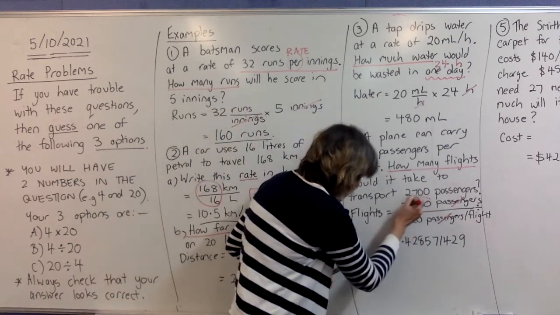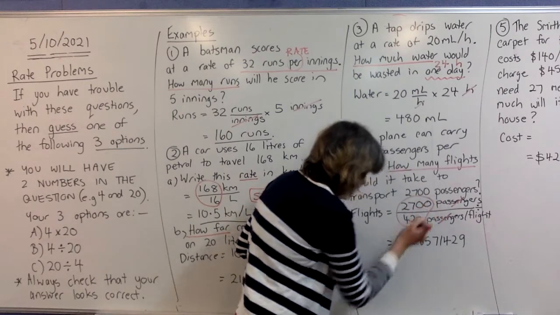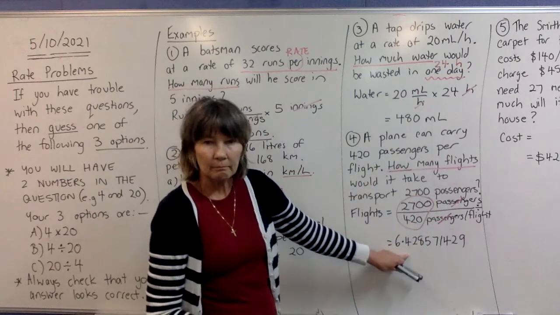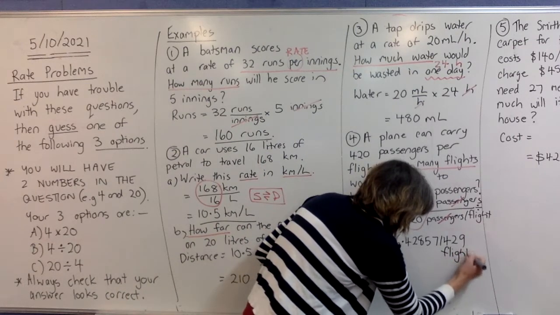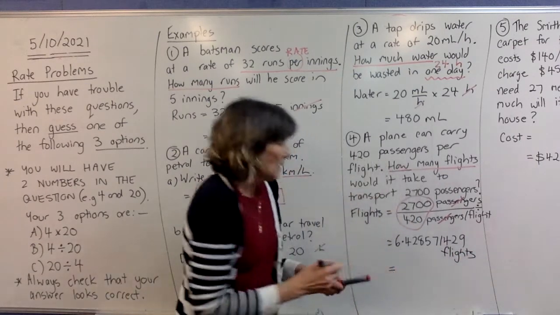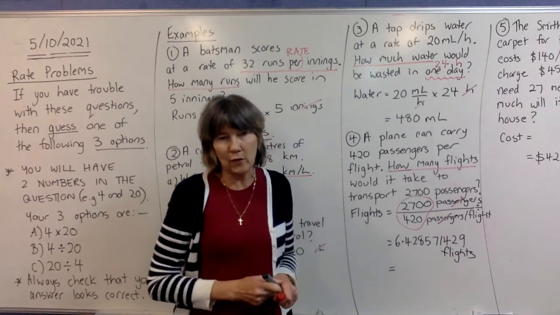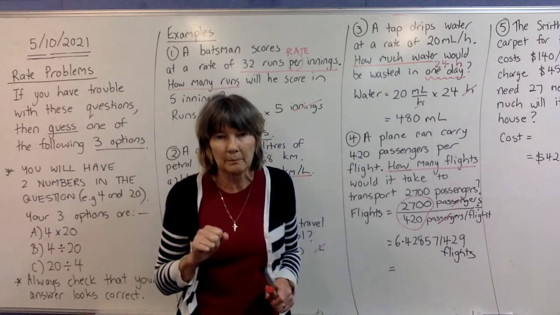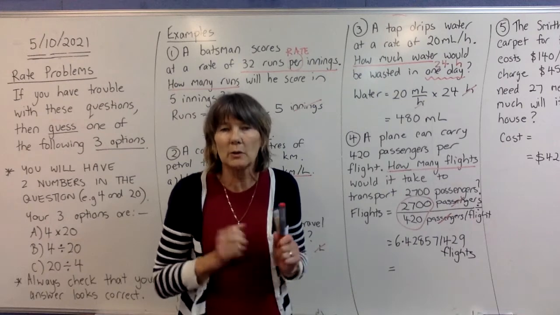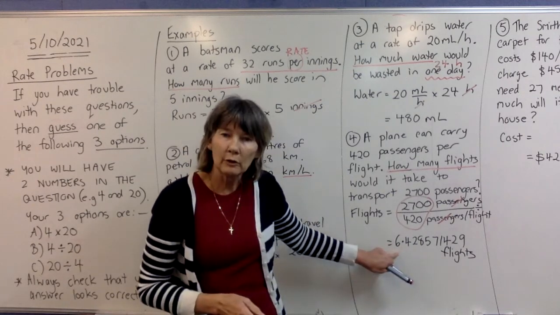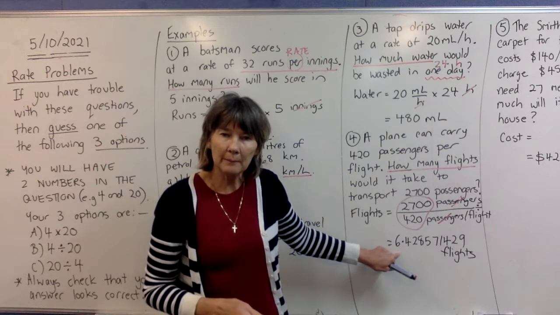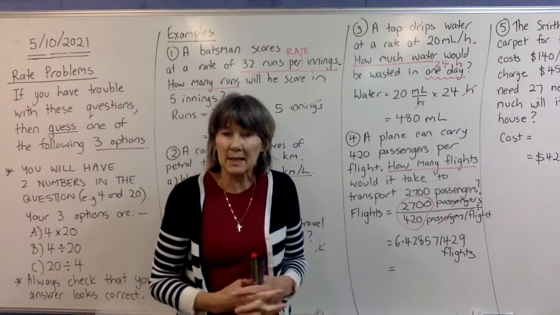So once you work this out on your calculator, which we just did, and then write flights on the end. Now, you can't have 6.4 whatever flights, can you? So how many flights do you think we're going to need? Should we round off to the nearest whole number? Because if we do that, we're going to get 6 flights.